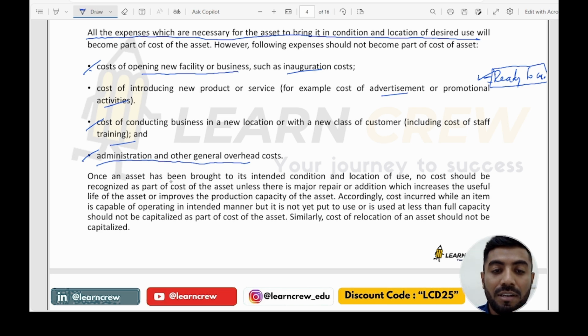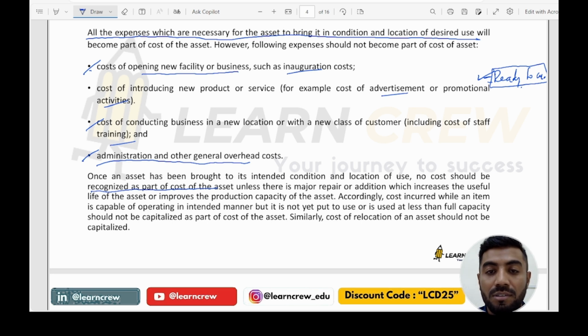Once the asset has been brought to the intended condition and location of use, no cost should be recognized as part of the cost. Once the asset is ready, whatever cost is incurred after that is not to be added to the cost of the asset. Only the costs incurred to increase the working capacity of the machine are to be added.